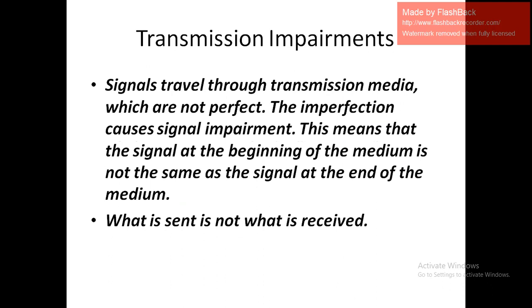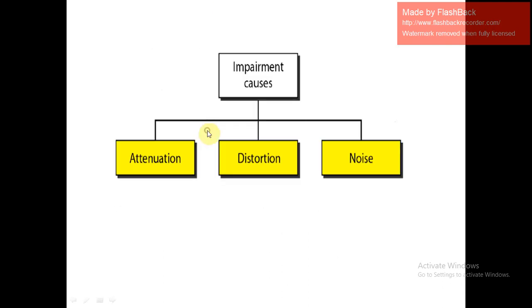Now come to the transmission impairments. Basically the signal travels through the transmission medium, and whatever we are sending, we do not get the same type of signal at the end of the receiver. That is the main problem, and the causes are attenuation, distortion and noise.